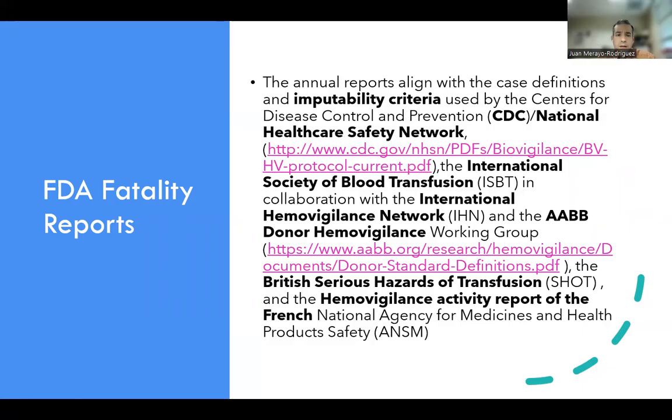The International Society of Blood Transfusion, ISBT, in collaboration with the International Hemovigilance Network and the AABB Donor Hemovigilance Working Group, as well as the British Serious Hazards of Transfusion, or SHOT, and the Hemovigilance Activity Report of the French National Agency for the Medicines and Health Products Safety.